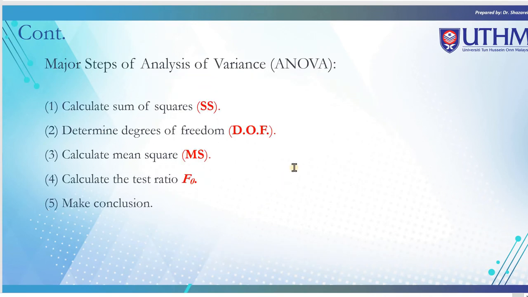The major step of the ANOVA requires us to calculate the sum of squares. This one you already came across in the chapter on simple linear regression. And then we determine the degrees of freedom, calculate the mean squares, which was also already covered in simple linear regression. Then we calculate the test ratio F, and then we make a conclusion, because with ANOVA basically we want to test a hypothesis involving more than one mean.